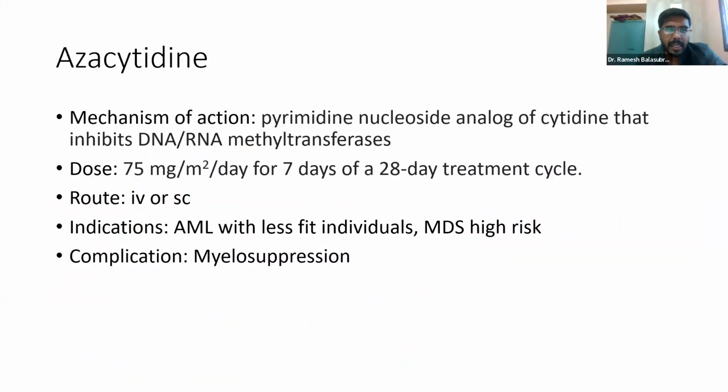So azacitidine mechanism we have discussed. It's a pyrimidine nucleoside analog of cytidine which inhibits the DNA methyltransferase. And the dosage is 75 milligram per meter square per day for 7 days in a 28-day cycle. It can be given as IV or subcutaneous. Indication is in AML with less fit individuals. It is given along with venetoclax. And in high-risk MDS, it is approved. And the complication is mainly it causes myelosuppression.